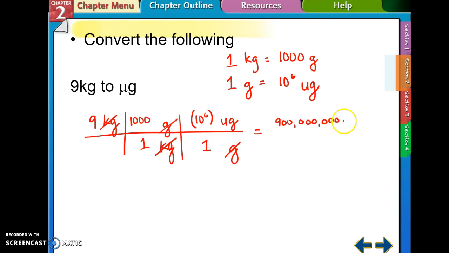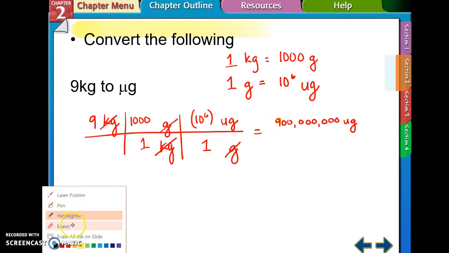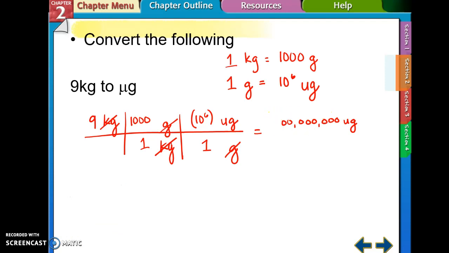And I'm going to get 900,000 micrograms, I believe. Oh wait, I plugged that in wrong. I thought that looked wrong. Yeah, that should be 9 billion. So this right here should say 9 billion micrograms. So make sure that you pay attention.